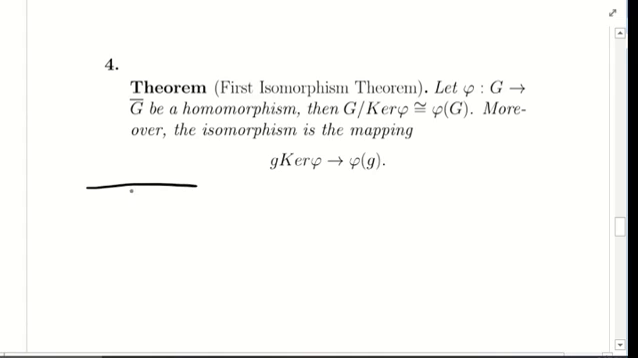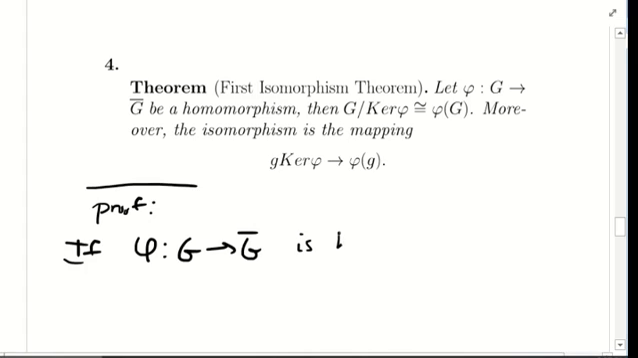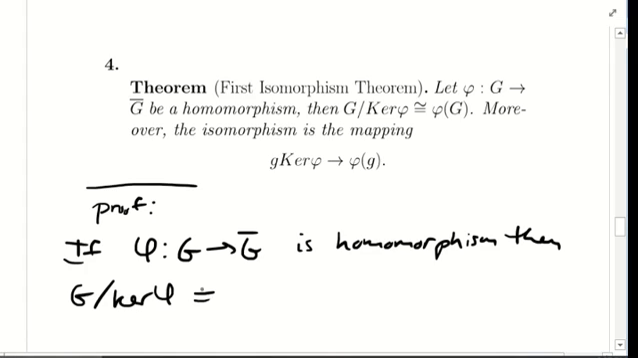Okay, so here this says that what this is saying is if phi from G to G bar is a homomorphism, then the factor group G mod the kernel, right, is isomorphic to the image of G, right, in G bar. Okay.